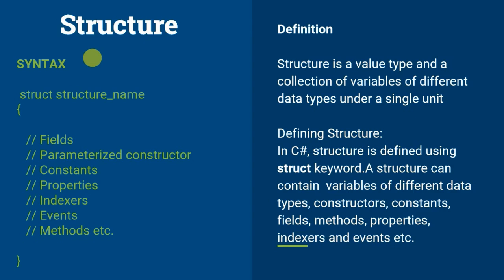A structure can contain variables of different data types, constructors, constants, fields, methods, properties, etc. Towards the left side of the screen you can see the syntax. So it has a struct keyword followed by the name that you want to specify. Let's get into the practical part of it.